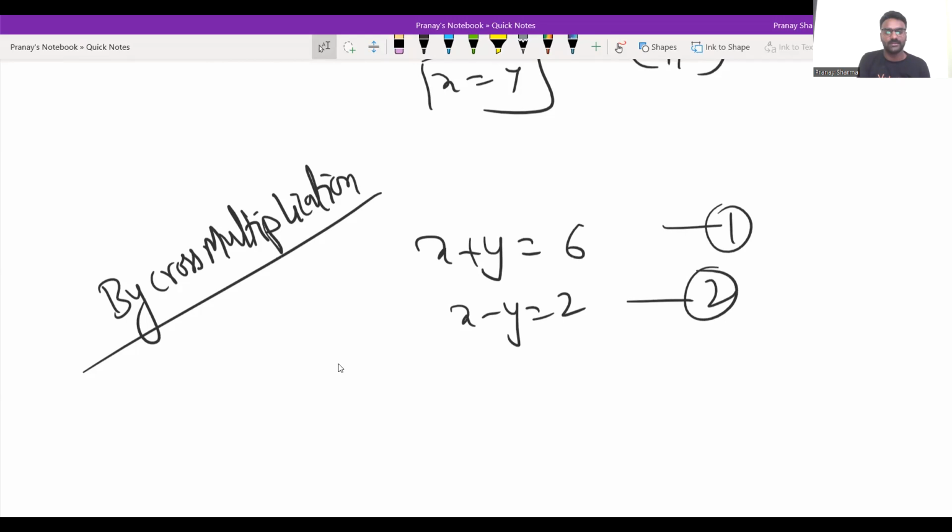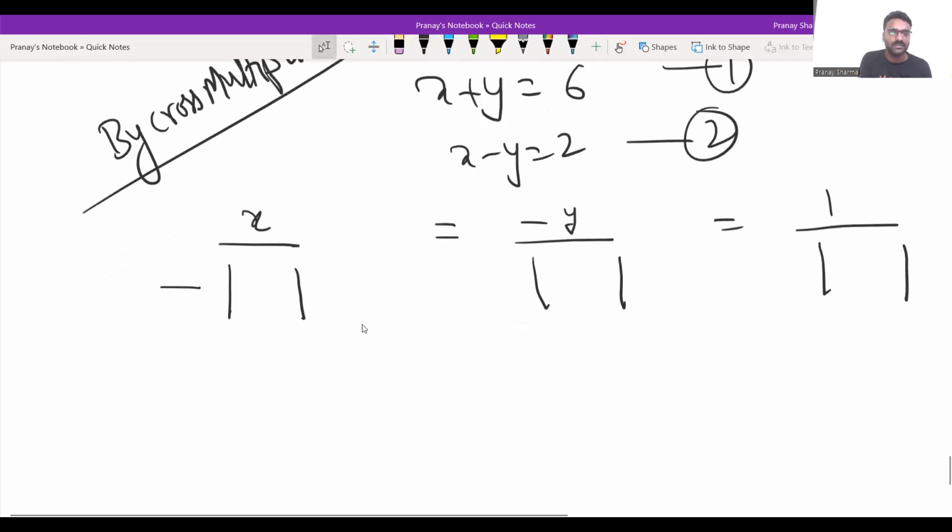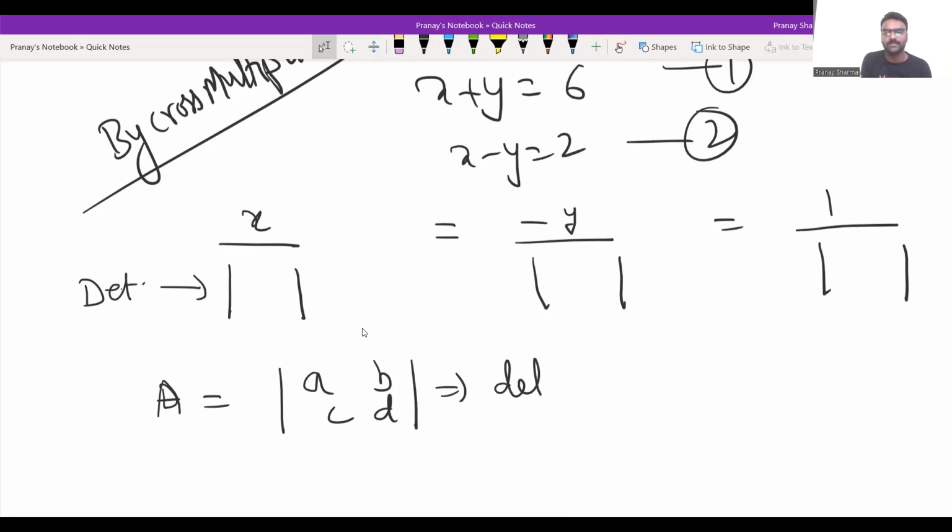Now, in order to have this considered, we should first write it like this. This is the format, and I'll explain why we are writing it in this way. This is something we call a determinant. How can we calculate the determinant of something? Suppose we are given a matrix A like this: a, b, c, d. Then the determinant of A can be calculated like this: a multiplied by d minus c multiplied by b. As this is a very small 2 cross 2 matrix, this can be found easily.